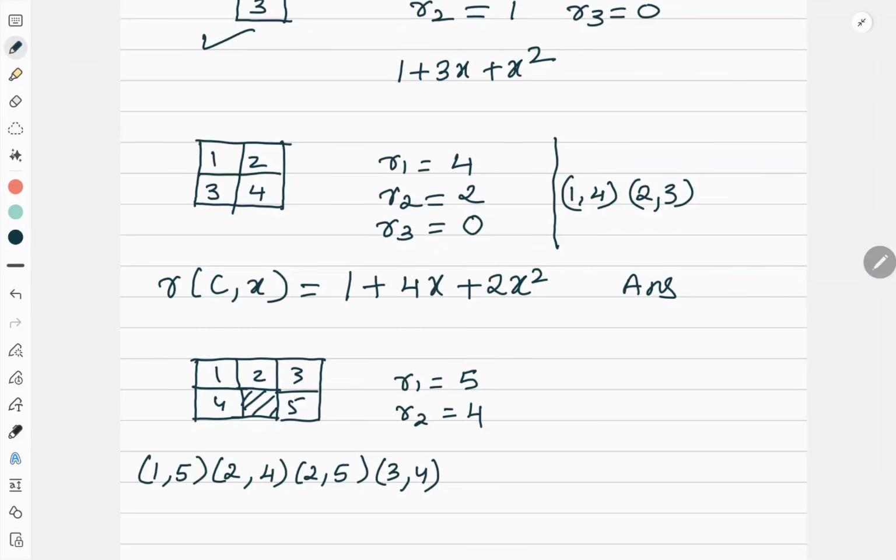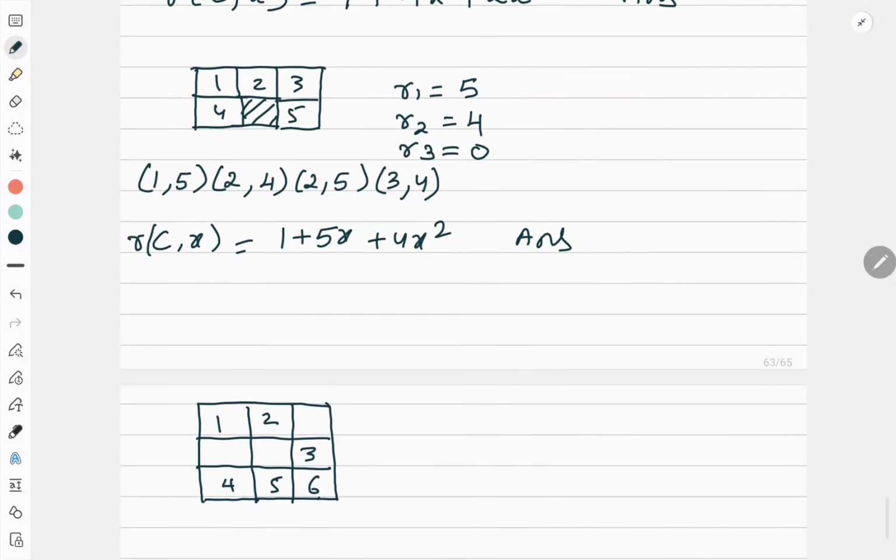Again I cannot make R3. R3 will be 0 because I have only 2 rows now. So at any cost 2 will come in the same row and they will capture each other. So what is the answer here? R(C,x) is equal to 1 plus 5x plus 4x square. So this is my answer. Easy. So this is how we have to write down the answer, right?